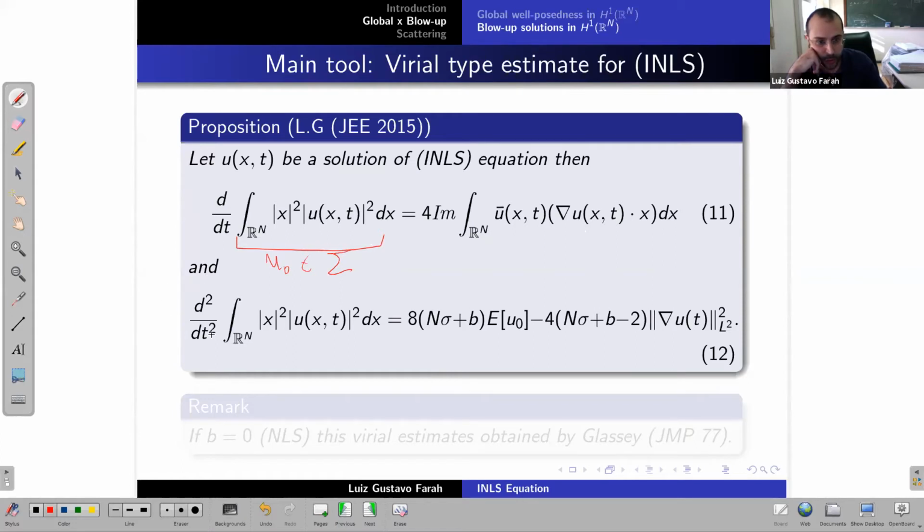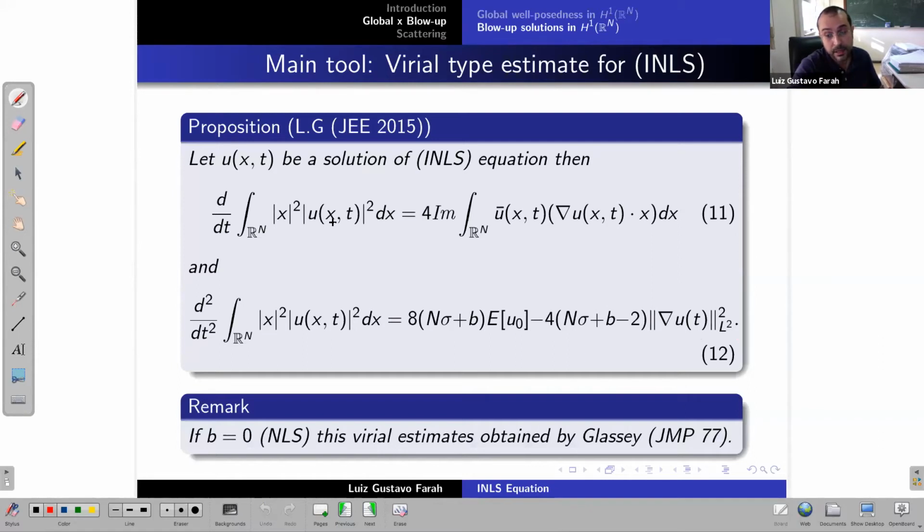And also, if we compute the second derivative, surprisingly, it's related to the energy. It's very well related to the energy and to the normal gradient. So you have these very nice expressions for the first derivative and the second derivative of this integral here, right? And this was obtained by Glassey back in 1977 for the classical INLS equation. And what we showed here is that these relations also hold for this inhomogeneous equation that we are considering here.